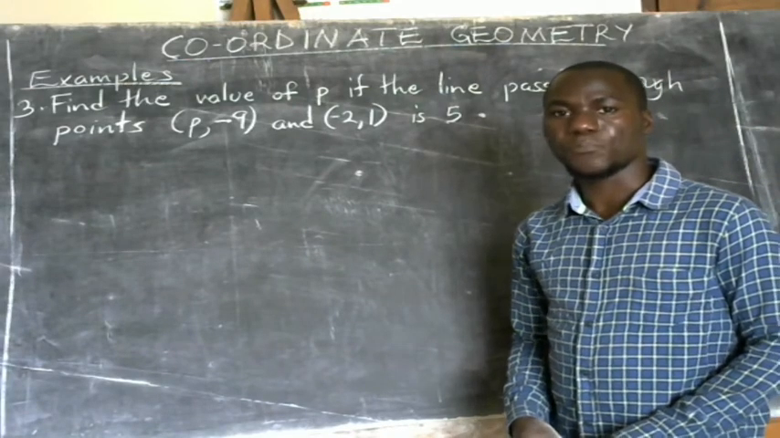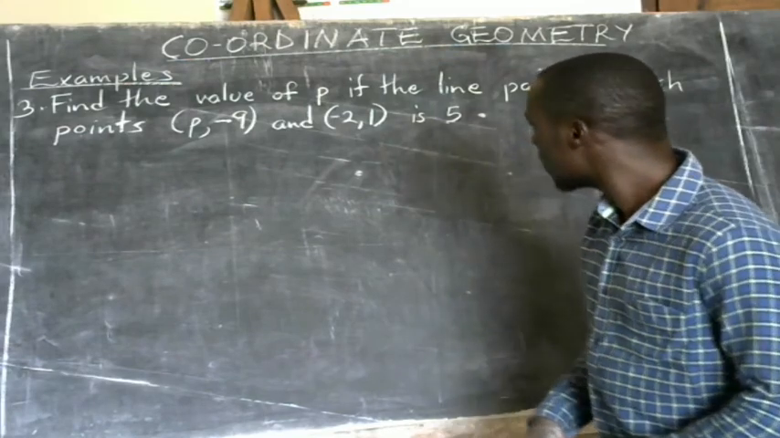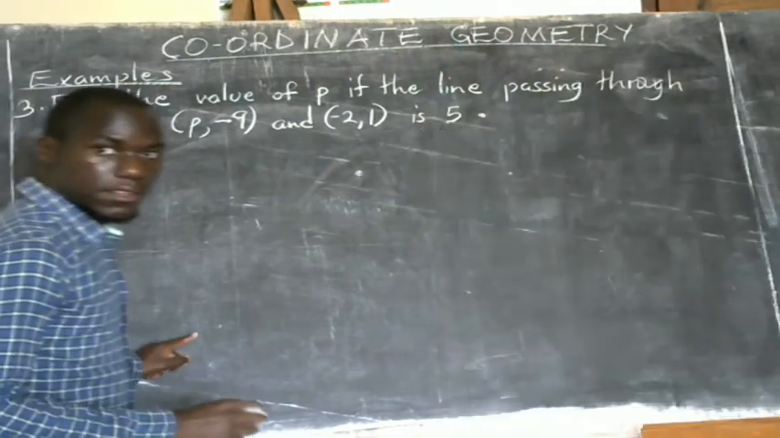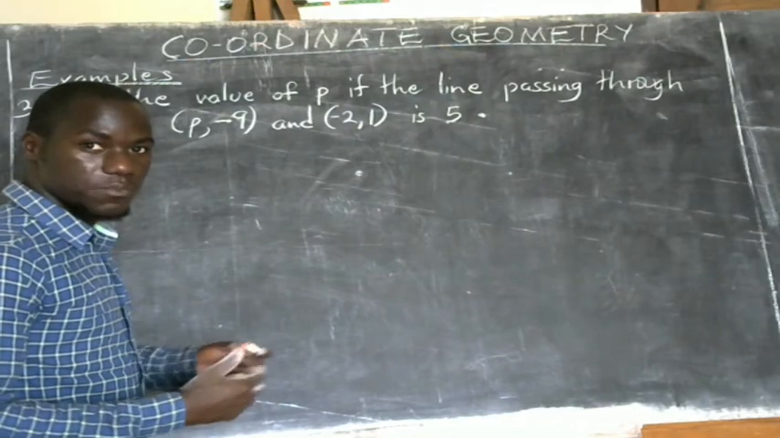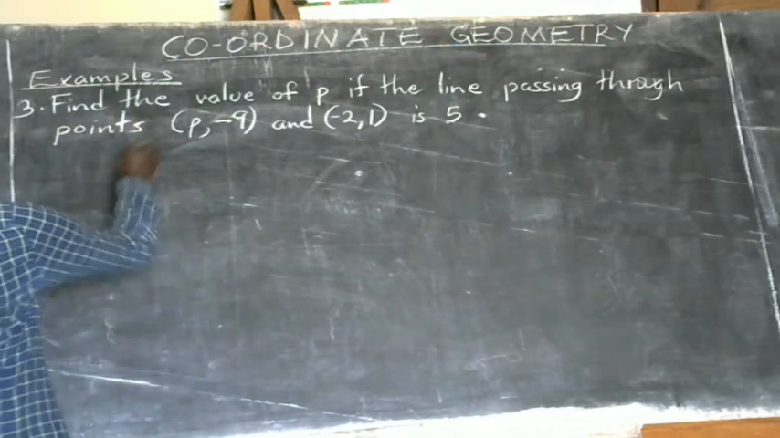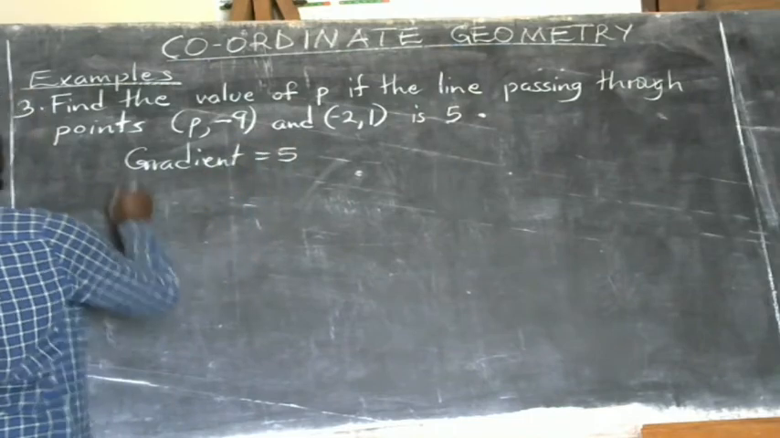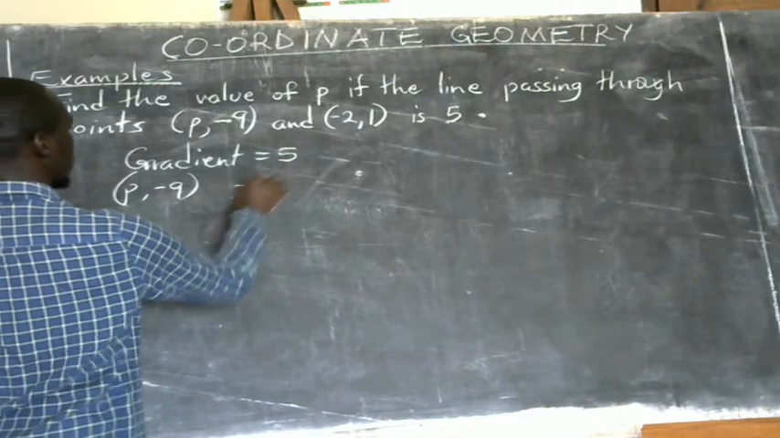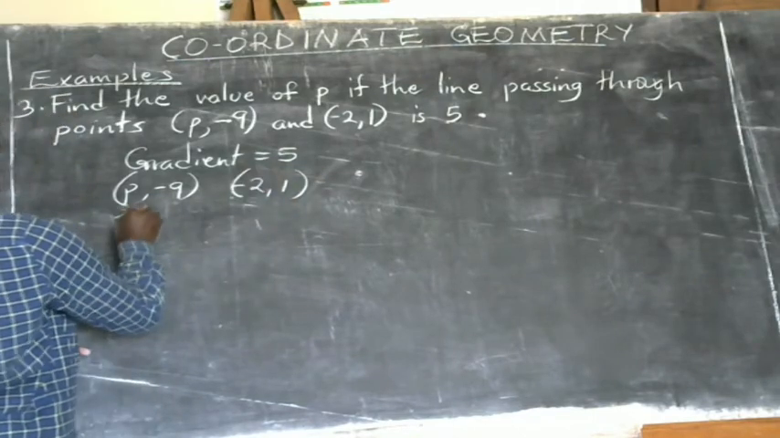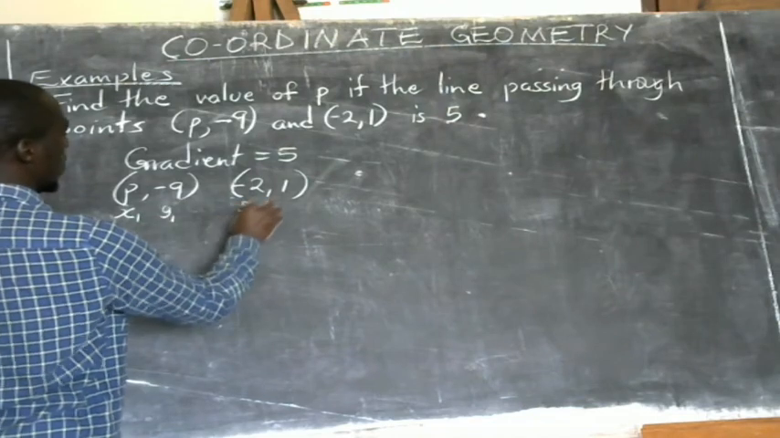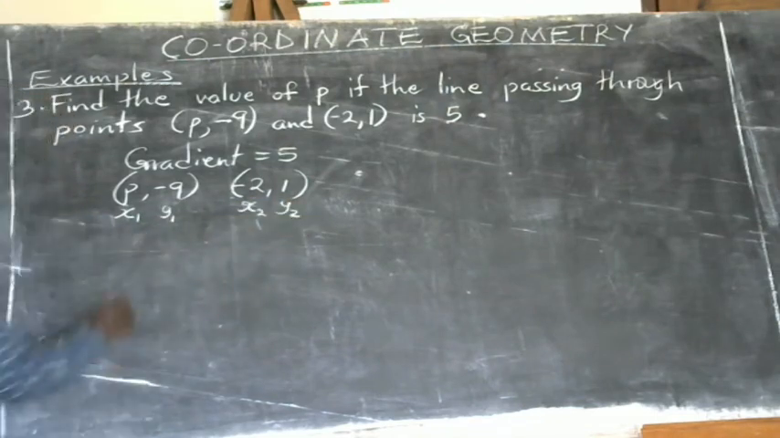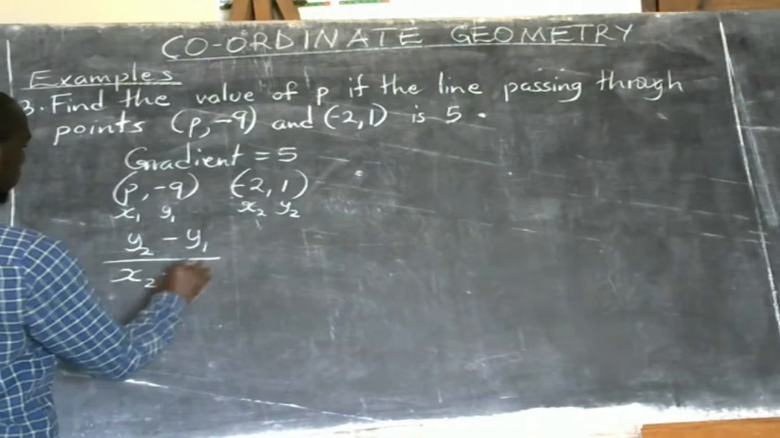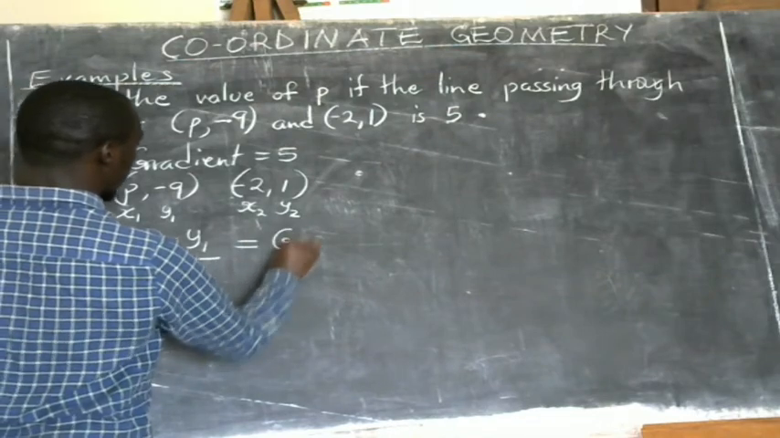Example 3, find the value of p if the line passing through points (p, -9) and (-2, 1) has gradient 5. Now we are going to do the same thing as in the previous example. We have been given the gradient as 5. I have my points p comma negative 9, then negative 2, 1. So I nickname them x1, y1, x2, y2. Then I know that my y2 minus y1 all over x2 minus x1 is equal to the gradient.